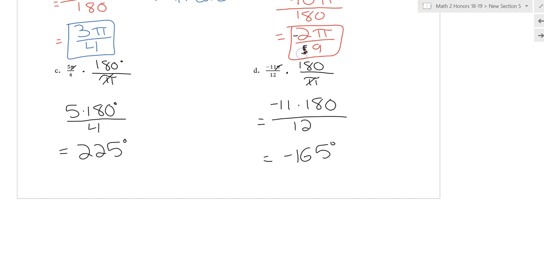It's supposed to be negative 2 pi over 9, so I'm sure someone typed that in their calculator and got confused. Yes, we lost our negative, and I put 19 because I can't read my own handwriting. Okay, so negative 2 pi over 9. And then here we should have 225, and here we should have negative 165. Okay. All right, and that is it. I'll see you guys tomorrow, or on Monday.